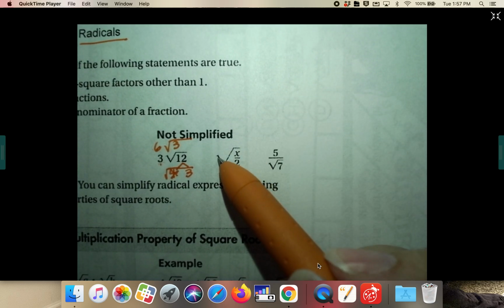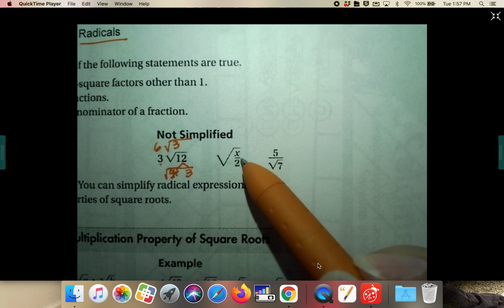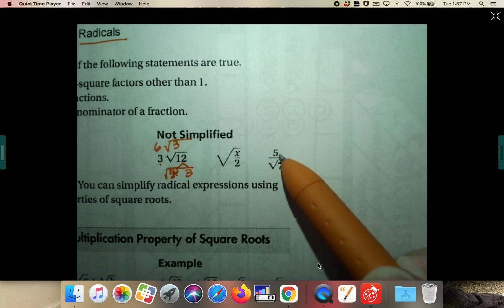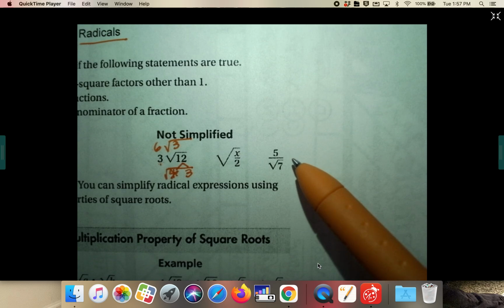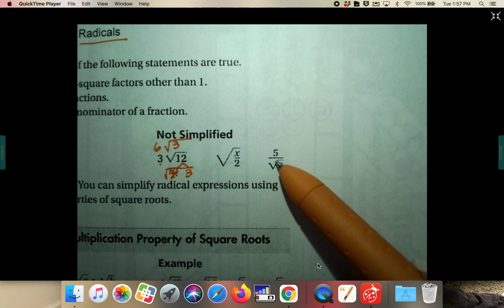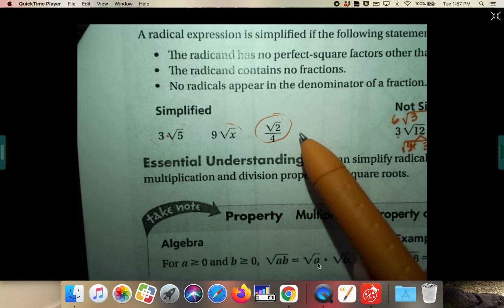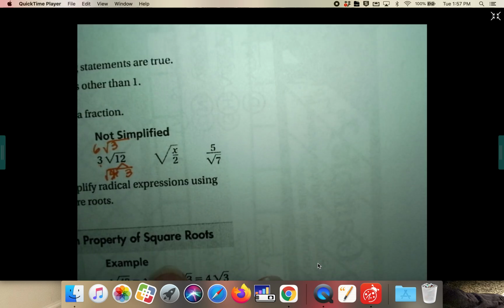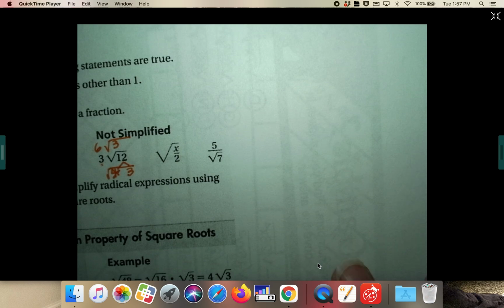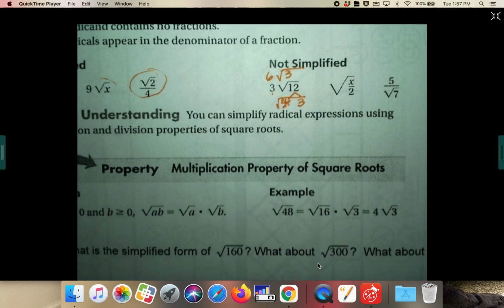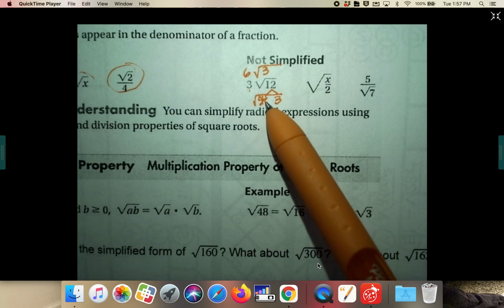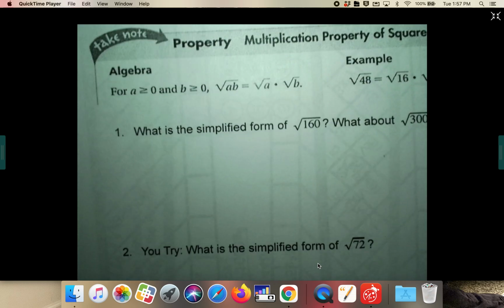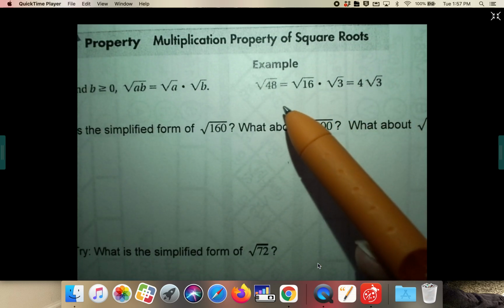You also can't have the square root of a fraction. It changes to something like this, which changes to something else, which we're not going to worry about today. But I do want you to see that you can't have a radical in the denominator. You can have one in the numerator, but you can't have one in the denominator. So for today, all we're going to work on is this part of how I told you to simplify, kind of like what we did here. So let's look at their example.